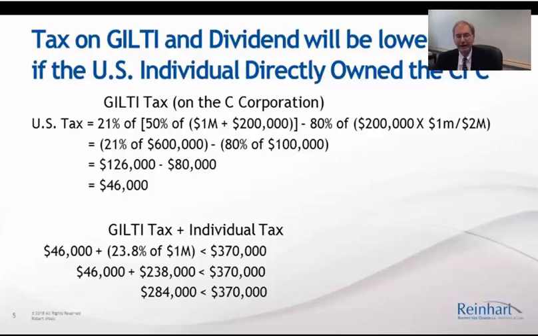But wait, we have to get it to the U.S. individual. So say we have that $1 million distributed as a dividend. That's going to be a qualified dividend. We'll say they pay tax at 23.8%. That's $238,000 plus the $46,000, $284,000. That's an $86,000 tax savings for this client. It's seriously a tax planning tool you have to consider if you have a lot of GILTI.